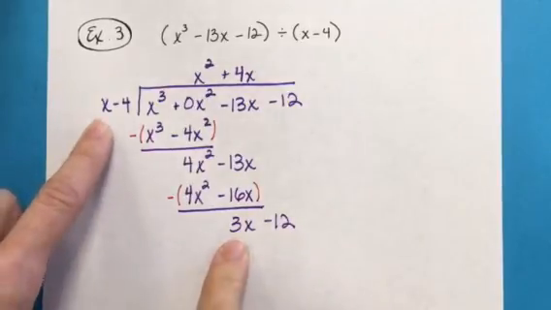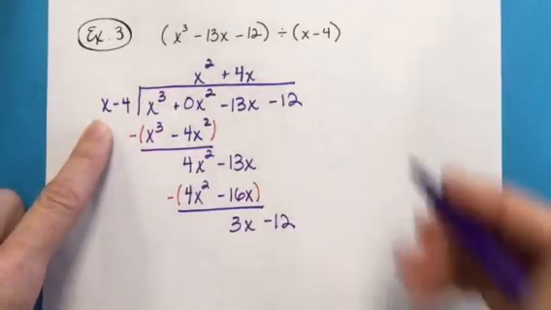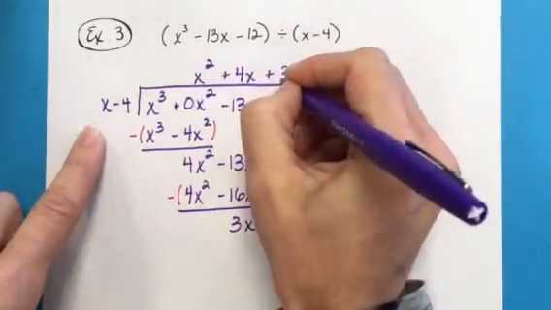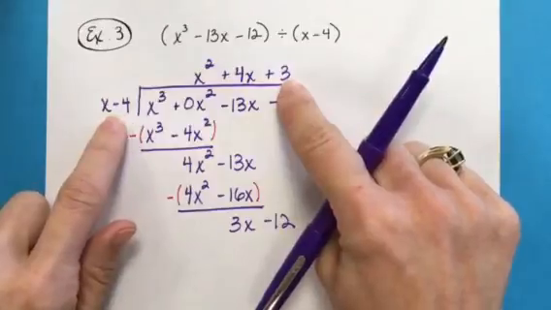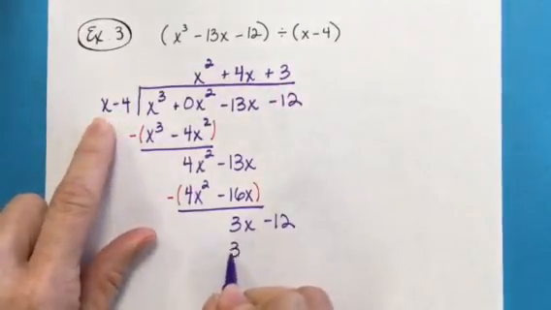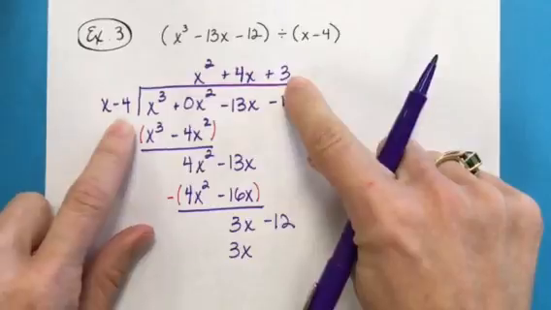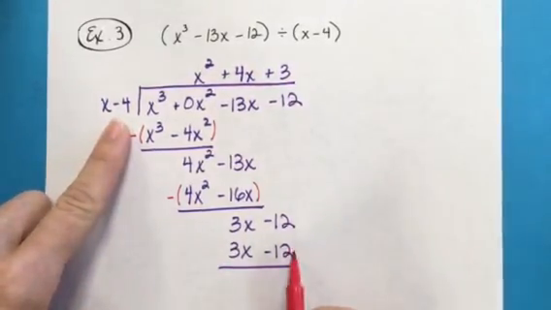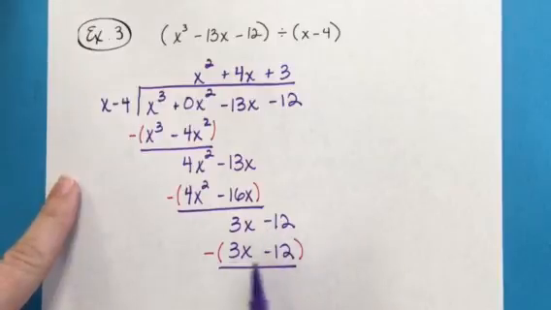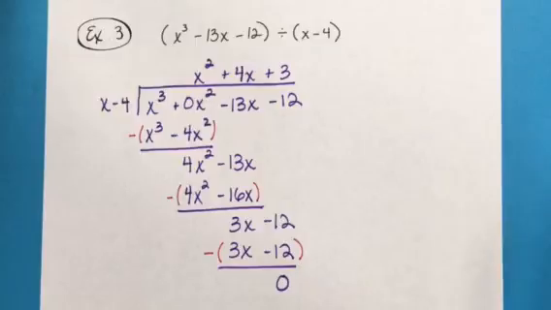Now what do you need to multiply x by to get 3x? And that would just be a positive 3. Okay, so now the 3 times both terms out front. So 3 times x is 3x. 3 times negative 4 is negative 12. And now subtract. So 3x minus 3x is 0. But negative 12 minus negative 12 is also 0. So in this case, it just divides evenly. You have a remainder of 0.